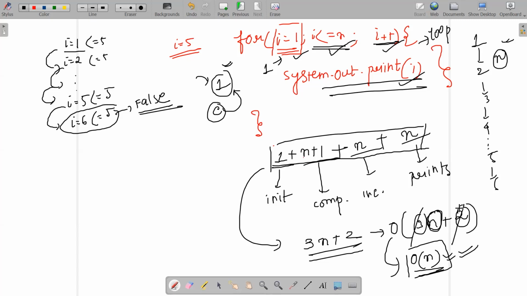Are all of you clear with this topic here? Please tell me. Can you please repeat once again? Okay, which part? Can you tell me? The init, comparison, like 1 plus n plus 1 and then.